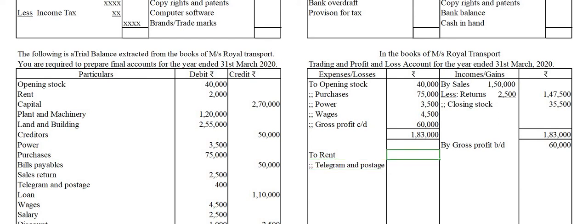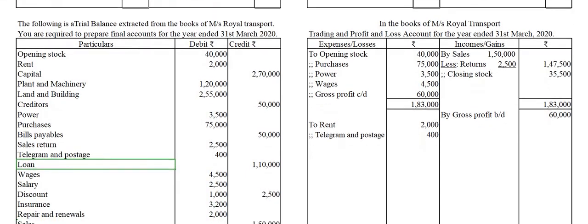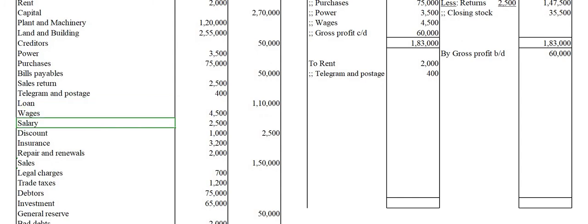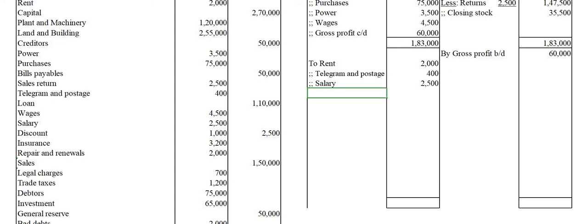Rent, how much was the amount? Rent 2,000. Postage and telegram 400. Telegram and postage. Loan is a liability. Wages we have already taken. Yes, next item is salary. So salary 2,500. Okay, so we can write salary here 2,500. Then after salary, the next item is discount.